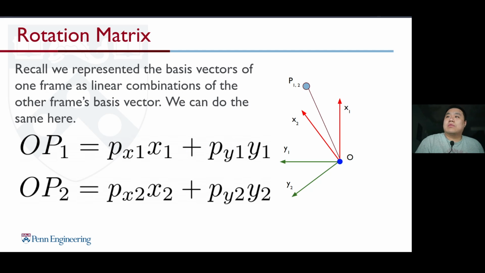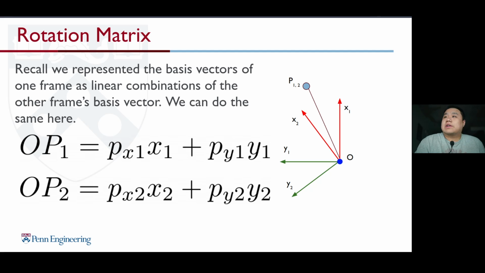Next, what happens when we have a point in the transformation? So before we just talked about transforming the axis, but what if we need to represent a point that was defined in one reference frame in the other reference frame? So recall when we represented the basis vector of one frame as a linear combination of the other frame's basis vector. We can basically do the same here.